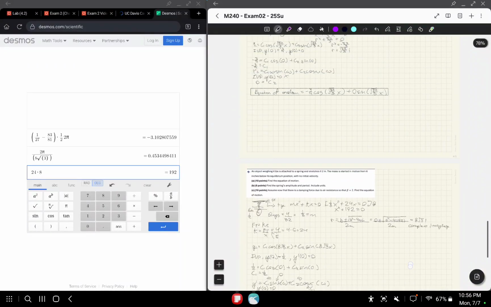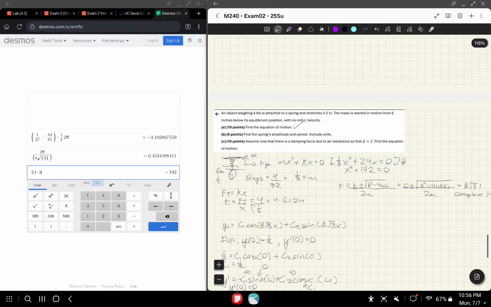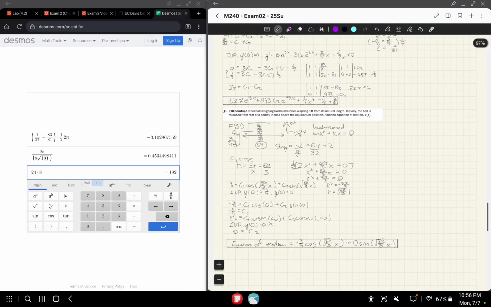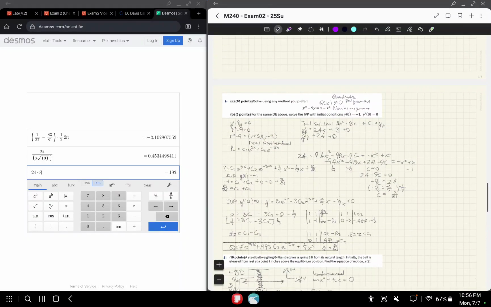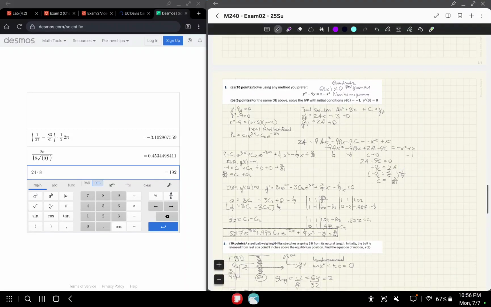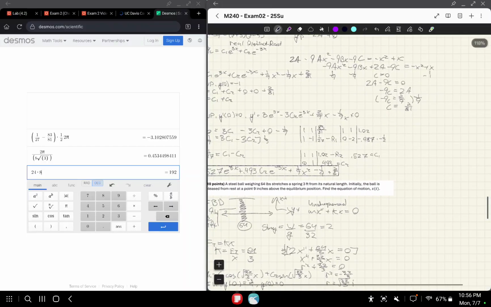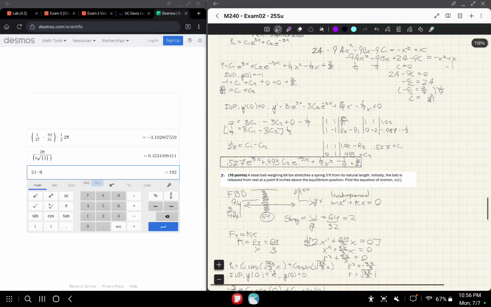So we solved for the equation of motion for the undamped case, found the amplitude and period, and found the damped case. This is similar to part 4A. We used matching of coefficients and some bit of linear algebra to get this solution. That is exam 2.